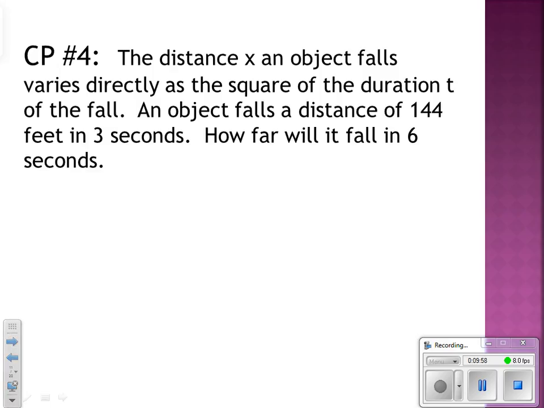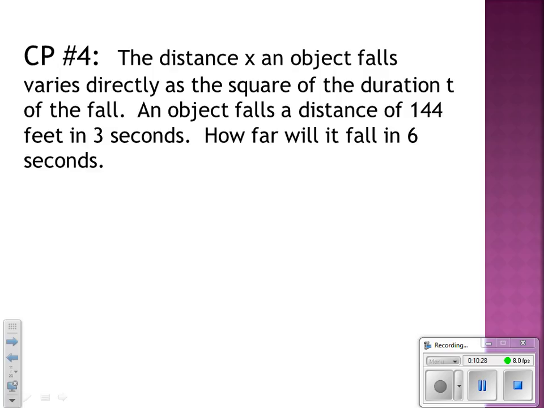Checkpoint number 4. Now we're on page 292. Again, all these examples that we do, remember, have another one in the textbook that you can look through as well. Checkpoint number 4 that we're going to go through at the bottom says the distance x an object falls varies directly as the square of the duration time of the fall. An object falls a distance of 144 feet in 3 seconds. How far will it fall in 6?